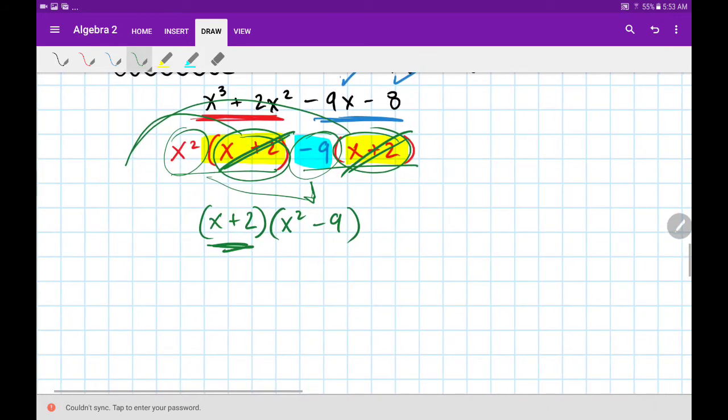So we're almost done. We have successfully factored by grouping, but we're not completely finished because we can actually factor this even further. Look at the second term. Does that look familiar?